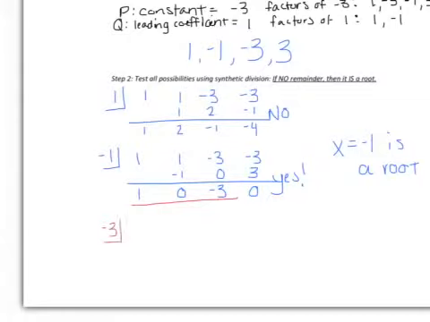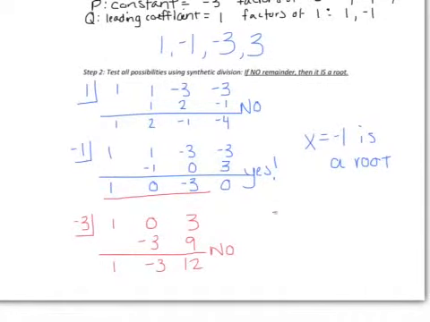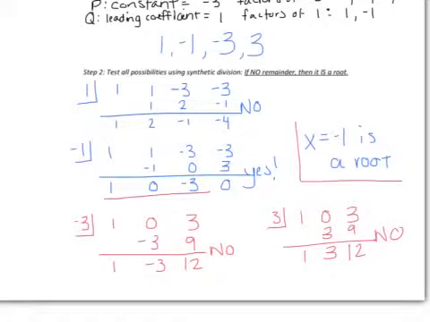So we've got negative 3. We're going to use 1, 0, and 3. Shorter problem here. Let's see what it does for us. Bring it down, multiply, add, multiply. No, that one doesn't work. Okay, so we're going to use those same coefficients again to test 3. 1, 0, 3. Bring it down, multiply, add, multiply. Oop, no, didn't work again. Okay, so our only rational root is x equals negative 1.